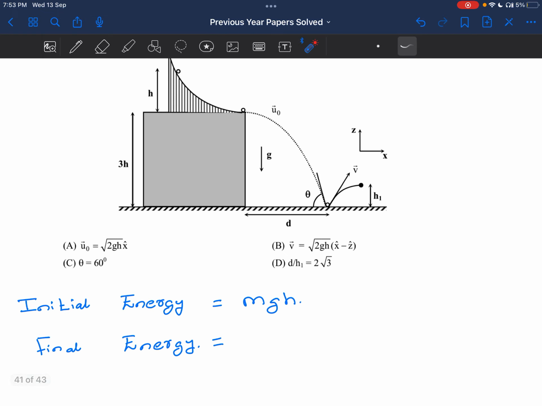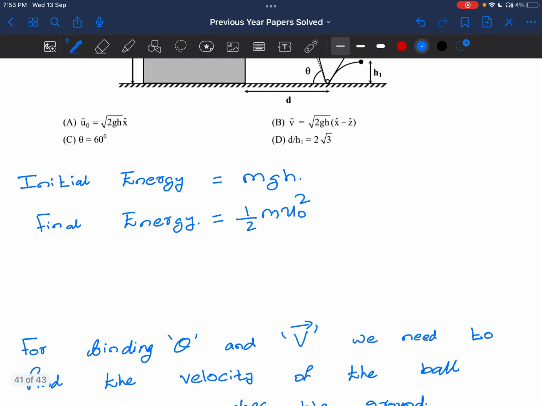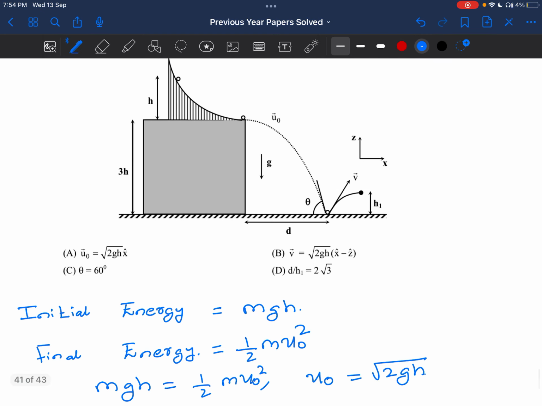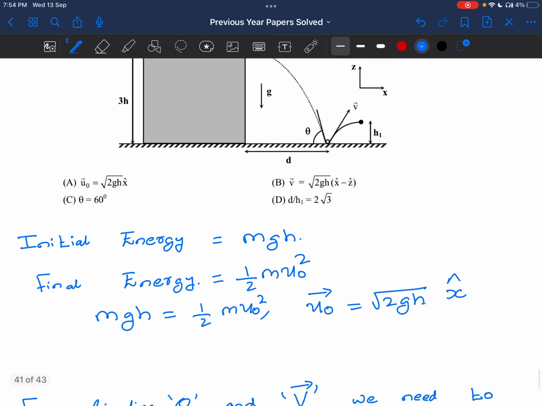Half m u0 square, as u0 is the velocity. So the only force acting here is gravitation, which is conservative. So mgh must be equal to half m u0 square according to conservation of energy. So from this, u0 is equal to root 2gh. And you can see at the end the slide is becoming horizontal. So u0 will be along the horizontal axis, which is here x-axis, so x cap. So option A is correct.